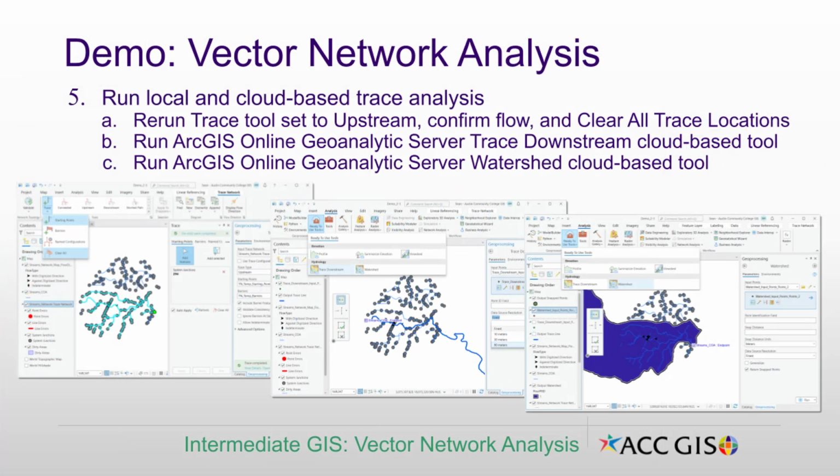In our final step, we'll run local and cloud-based trace analyses. We'll start by rerunning our upstream trace to confirm that we fixed the flow, and we'll clear all trace locations. Then we'll switch from our desktop geoprocessing to our ArcGIS Online geoprocessing. First, we'll run the ArcGIS Online Geoanalytics Server trace downstream cloud-based tool and examine the results. And then we'll run the ArcGIS Online Geoanalytics Server watershed cloud-based tool and examine the results.